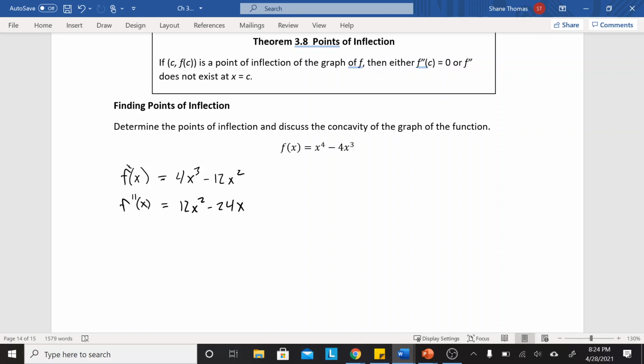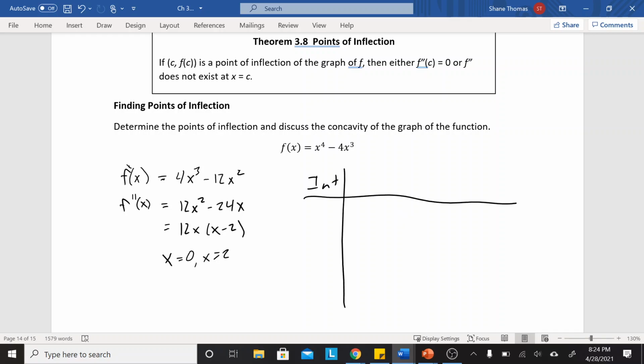And let's go ahead and factor this guy. So I can factor out a 12x and leave it x minus 2. So this one's easier to see what's going on here. All right, with that, set it equal to 0. We can see that we have points of inflection. They occur at x equals 0, x equals 2. So that's going to be what sets our intervals again.